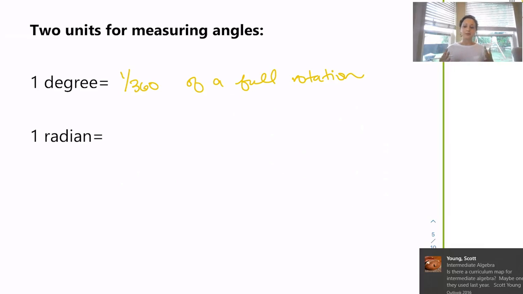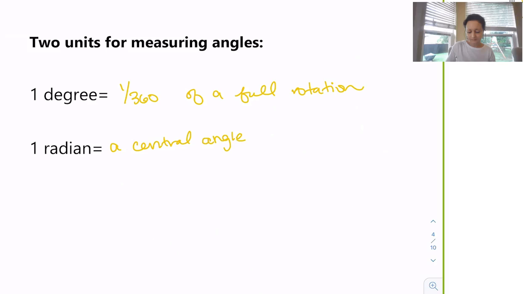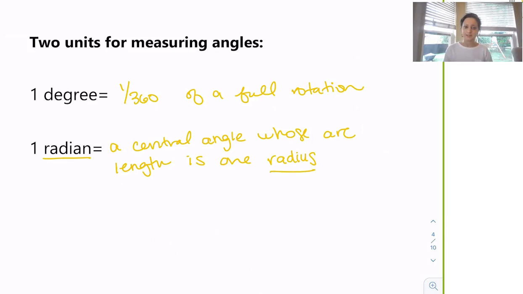Okay, so now let's take a look at what is 1 radian. A radian, and I'd like for you to write this with me, is a central angle whose arc length is 1 radius. So you can see, hopefully you kind of heard that in the name, radian and radius, very similar, okay?